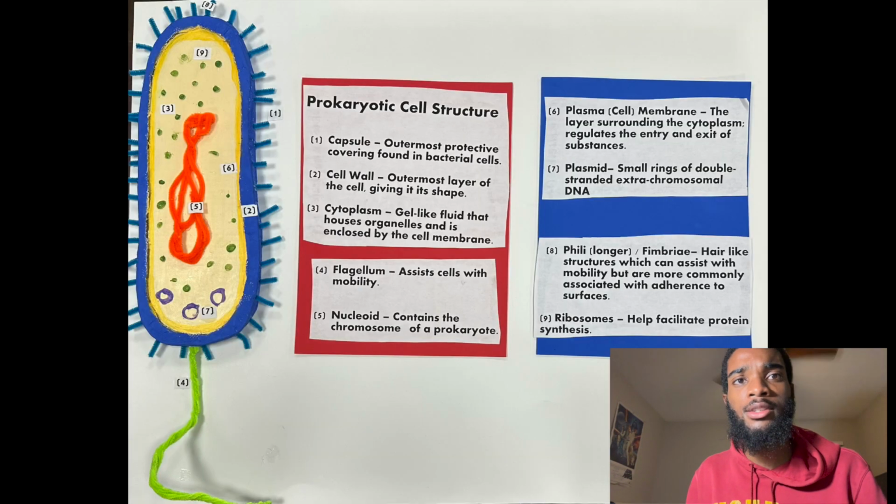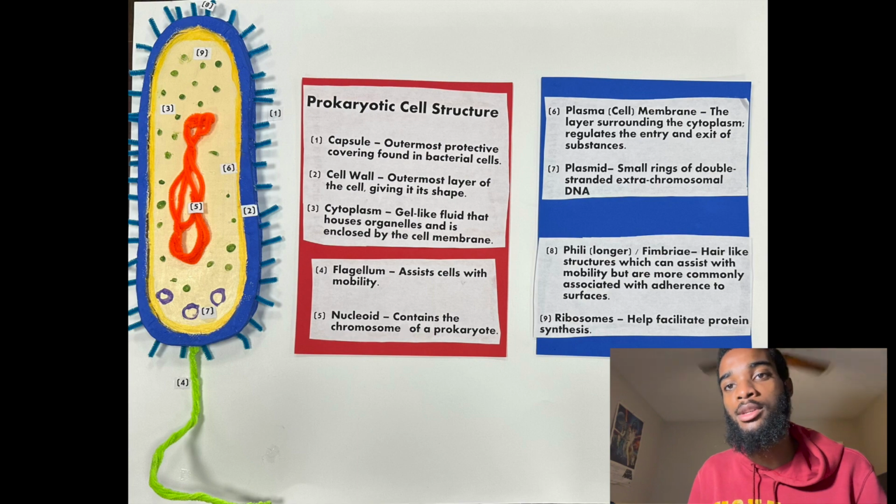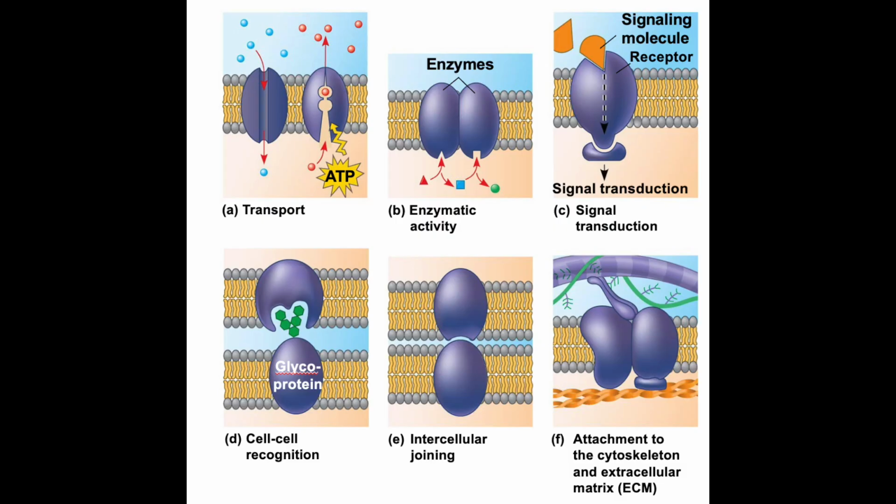Also, just like eukaryotic cells, this plasma membrane is selectively permeable, using integral proteins for transport and allowing smaller nonpolar molecules to pass through more easily than others. The plasma membrane also possesses peripheral proteins that help with enzymatic activity, signal transduction, cell-to-cell recognition, intercellular joining, and attachment to the cytoskeleton and extracellular matrix, or the ECM.